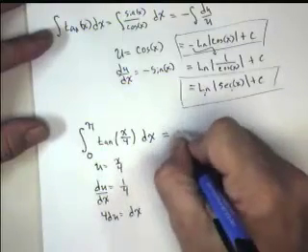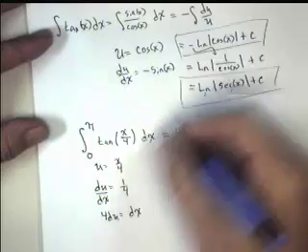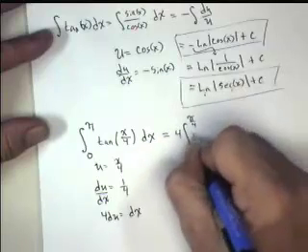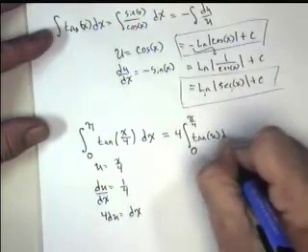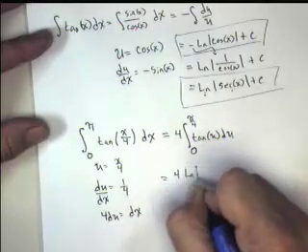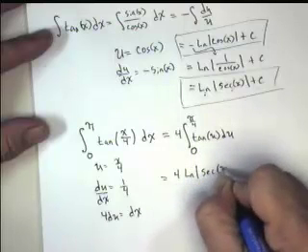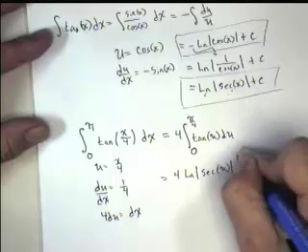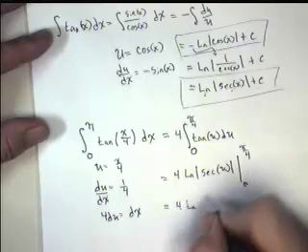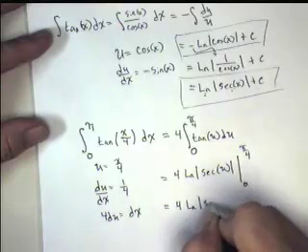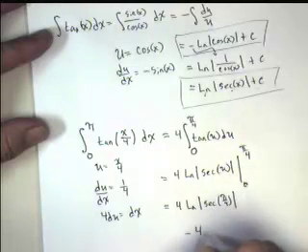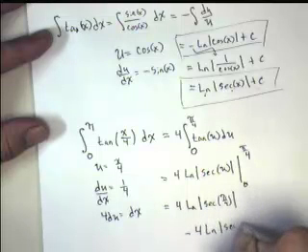So this gives us 4 times the integral from 0 to pi over 4 of the tangent of u du. And that's 4 times the natural log of the absolute value of the secant of u evaluated from 0 to pi over 4. That's 4 times the natural log of the absolute value of the secant of pi over 4 minus 4 times the natural log of the absolute value of the secant of 0.